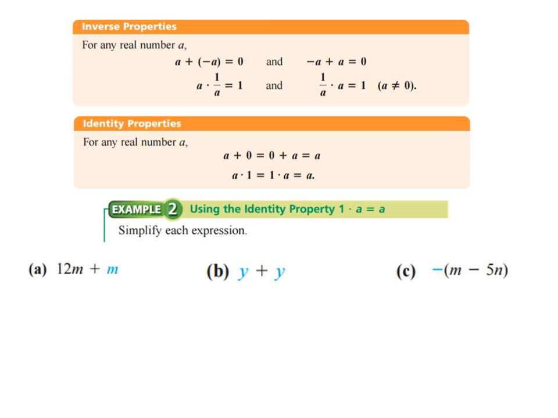We've got our inverse properties. So we have a plus the opposite of a is 0. So again, those two really adding ones on top. And then we've got our reciprocal or inverse of multiplication property, a times 1 over a is 1, or 1 over a times a is 1.